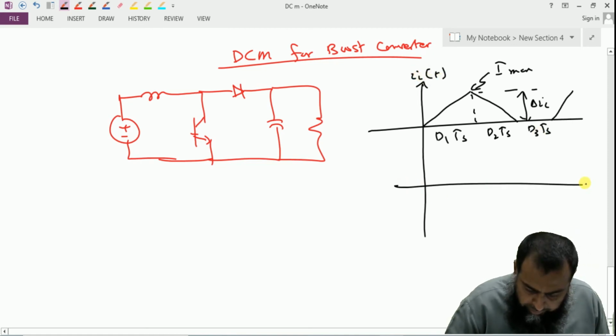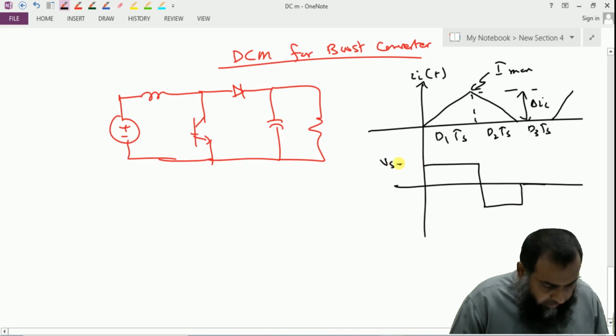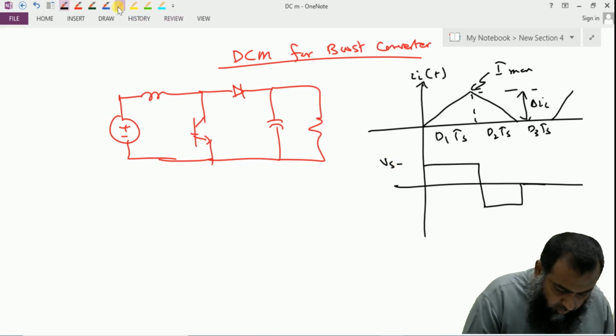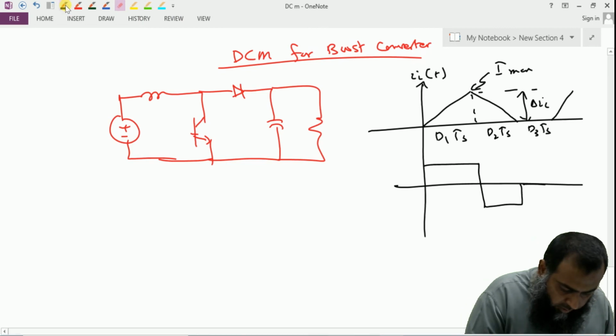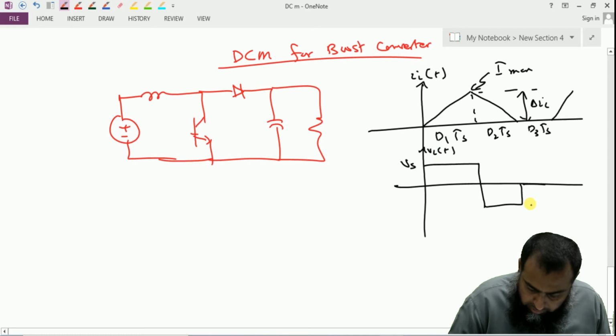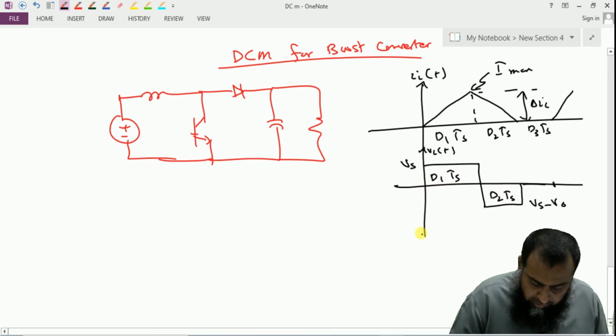The second important point here is that we have this type of a voltage across the inductor. This is equal to Vs when we have a switch connected to position, when the switch is on or when the Q is on, this is equal to Vs, and here we have Vs minus V naught, and thereafter we have this 0. This is D2 Ts, this is D1 Ts.